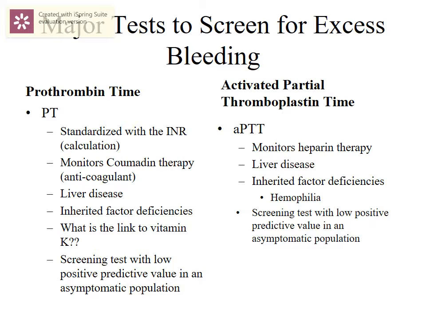In this case, heparin can be abnormal in liver disease, again abnormal in inherited factor deficiencies such as hemophilia, and is also a screening test with low positive predictive value in the asymptomatic population. What we should take away from this is these are good tests when used for a specific purpose, not very good tests if we're using them to screen people who may be pre-surgical or something else. It doesn't tell us very much, and so we don't do them very often for that purpose anymore.